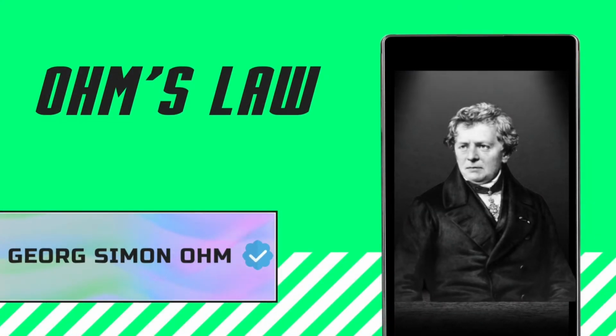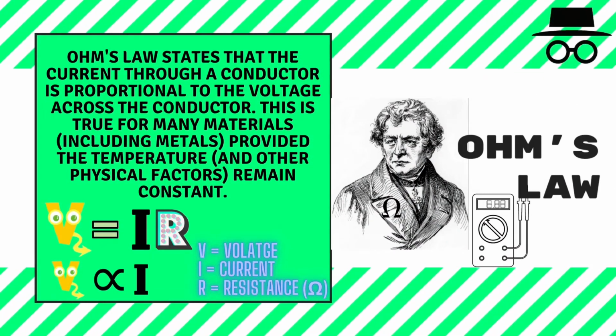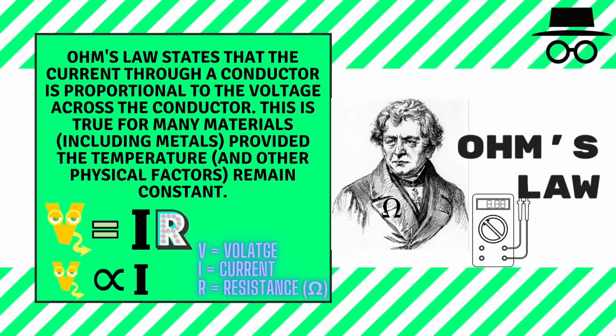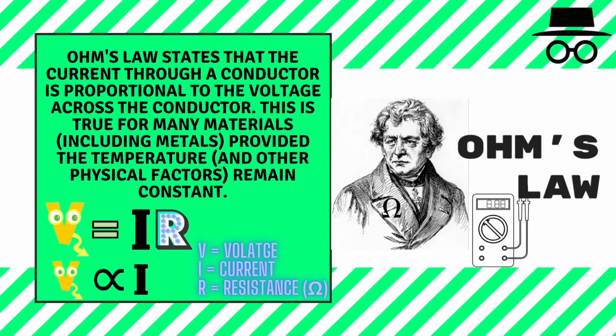Ohm's Law, discovered by Georg Simon Ohm in 1827. Ohm's law states that the current through a conductor is proportional to the voltage across the conductor. This is true for many materials provided the temperature remains constant. V is proportional to I. V equals IR, where V is voltage, I is current, R is resistance.